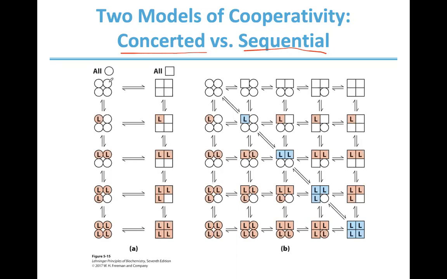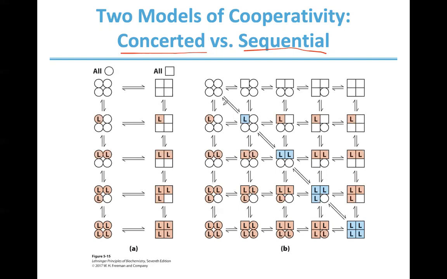So basically, in the concerted model, let's say there are two states for this protein. There are four subunits, just like in hemoglobin. The four subunits can be a circle or can be a square. When the first ligand binds, what can happen is that all four subunits will change shape and adopt the shape of the square. Then it continues on, and all of them change the shape at the same time.